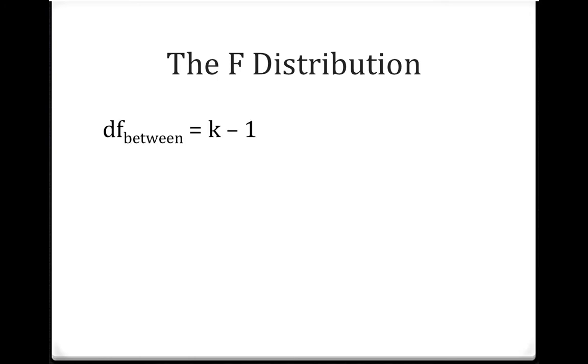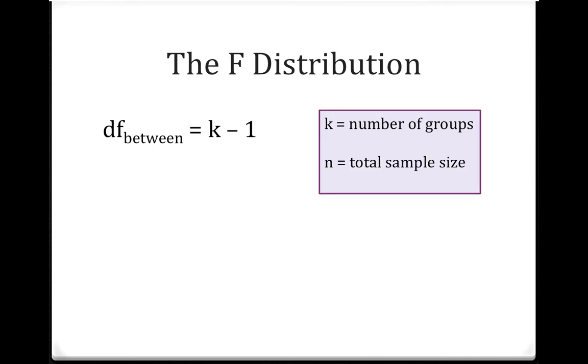Degrees of freedom between groups is equal to k minus 1, where k is the number of groups that are being compared. Degrees of freedom within groups, which is also known as the degrees of freedom error, is equal to n minus k, where n is the total sample size, and k is still the number of groups being compared. You may also see these labeled as degrees of freedom numerator and degrees of freedom denominator.